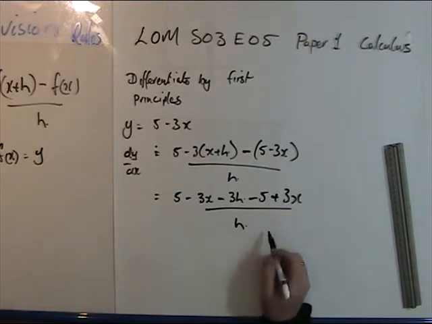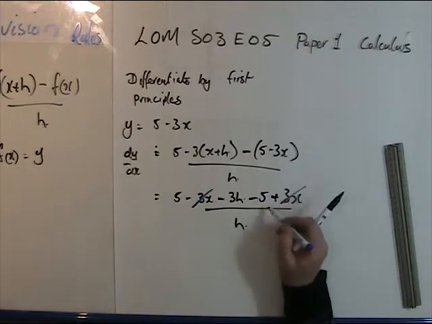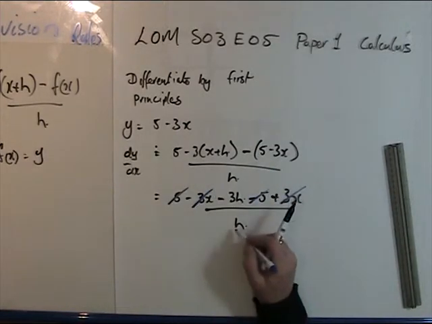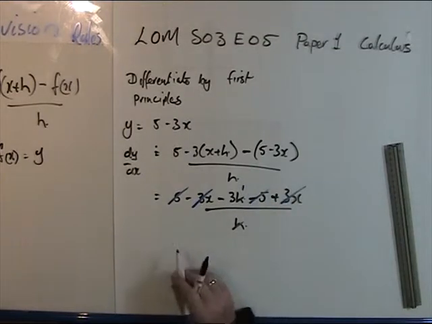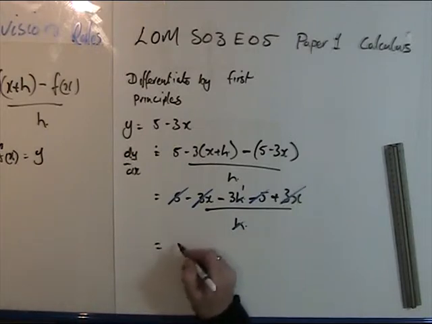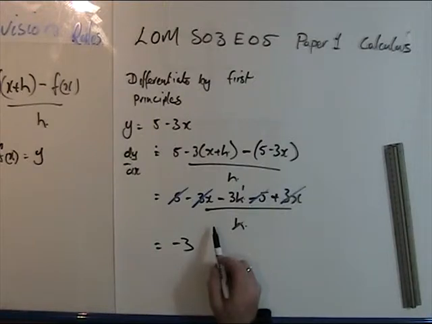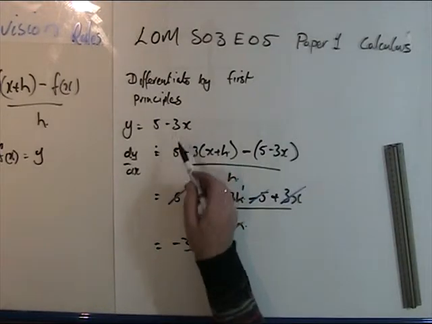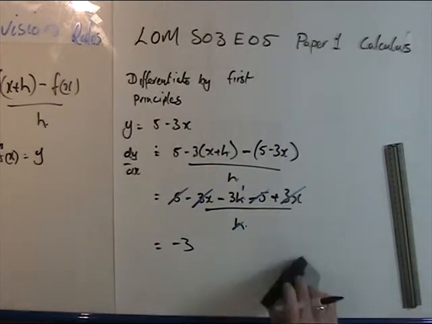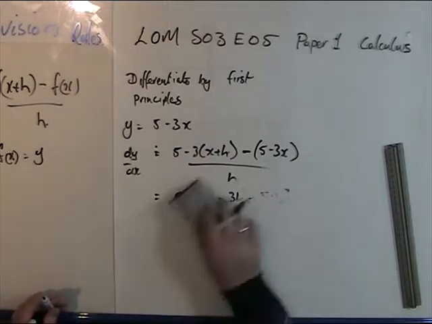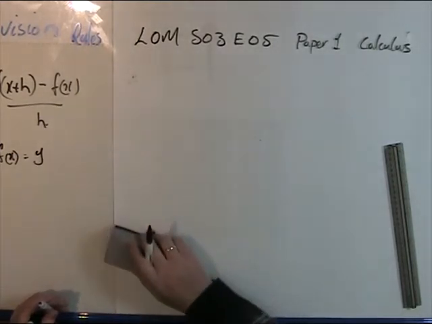All over h, right? So now we go and cancel them. Minus 3x plus 3x, minus 5 plus 5. H cancels into the h once. Remember that, this doesn't cancel with the 3. And you're left with minus 3, and there are no other h's there. When you see it by rule, you see that it is minus 3. So that was 2010, question 7, Paper 1. So that's first principles.